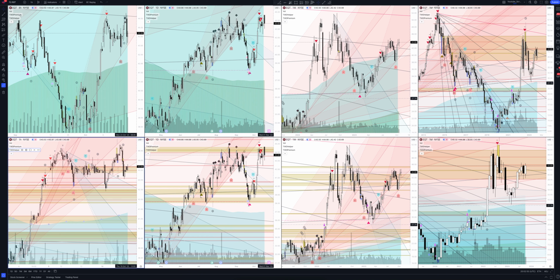Today we will take a look at EQT Corporation stock. Let's analyze the market situation and find out how you can make money on it. Let's start.